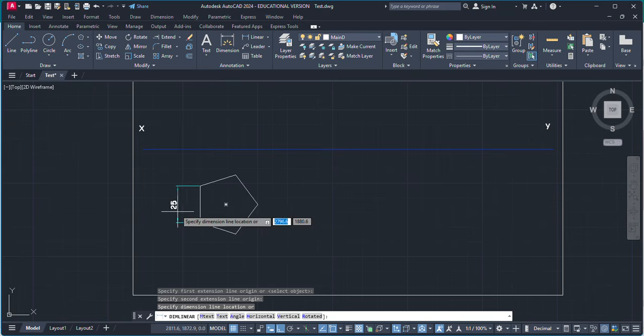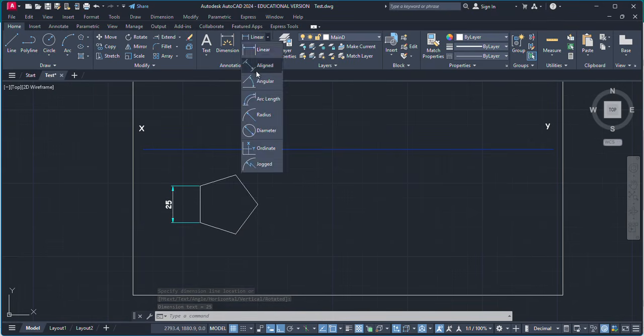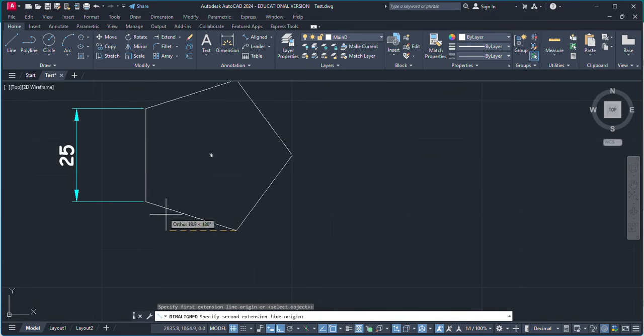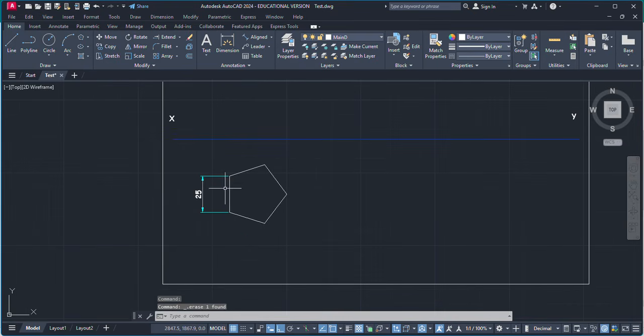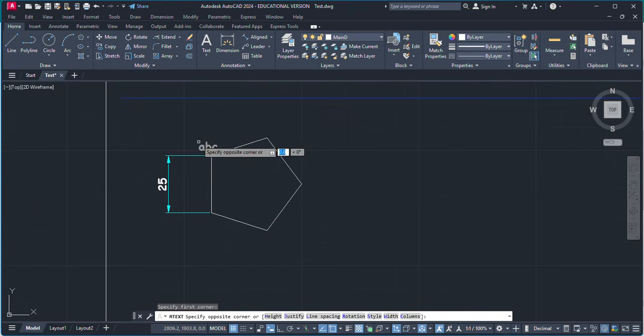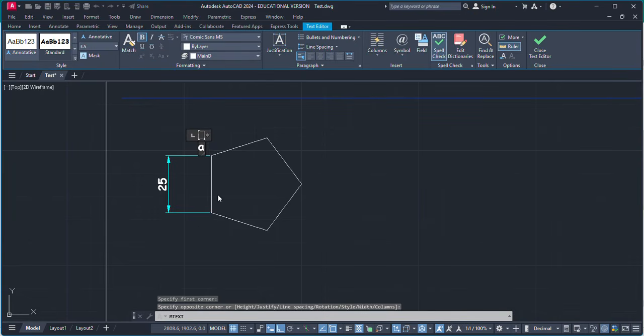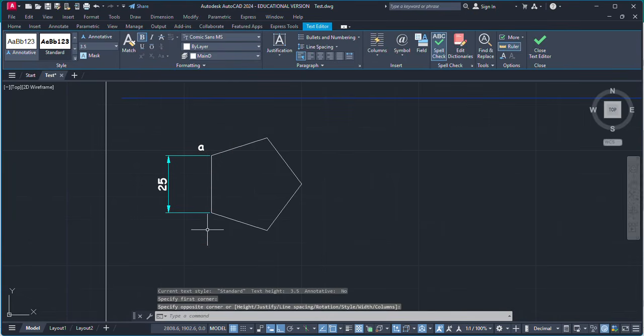So this pentagon is of 25 mm side. Check this dimension, or for this dimension we cannot use this linear command, we will use align one. So this one 20. Okay, I'm going to delete this. Okay, so this is a pentagon which is of 25 mm side. Now I'm going to mark the corners. This is A, and this would be B, this would be C, D, E.